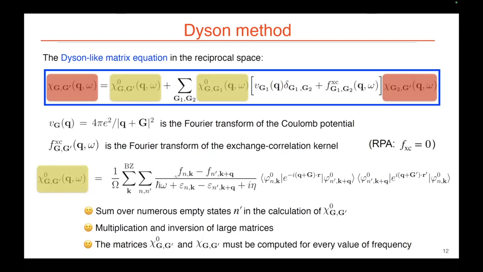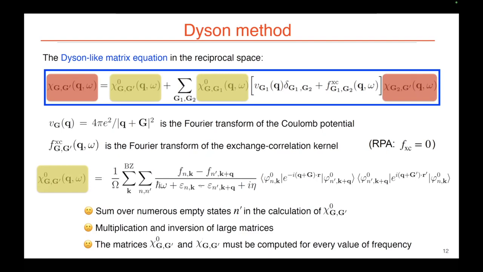And then we have f n k minus f n prime k plus q, which are occupations, could be Fermi-Dirac or something else. Then we have the denominator: h bar omega, the energy of the photon, then epsilon n k minus epsilon n prime k plus q, which are simply the quantum energies at points k and k plus q. And i eta, which is the infinitesimal number added to regularize this equation, because the denominator can be zero when the frequency of the photon equals the energy of the transition. So we don't want to have division by zero.